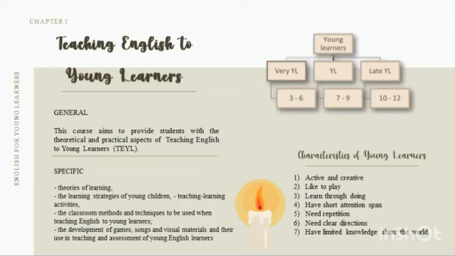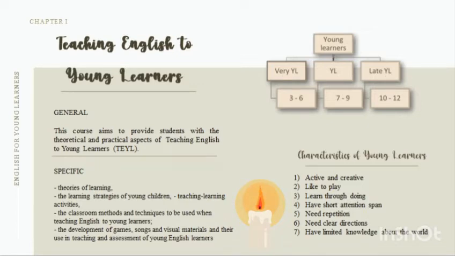Let's take a look at chapter 1, teaching English to young learners. This course aims to provide students with the theoretical and practical aspects of teaching English to young learners. More specifically, this course addresses issues related to theories of learning, the learning strategy of young children, teaching learning activity, the classroom method and technique to be used when teaching English to young learners, and also the development of games, song, and visual material and their use in teaching and assessment of English young learners.